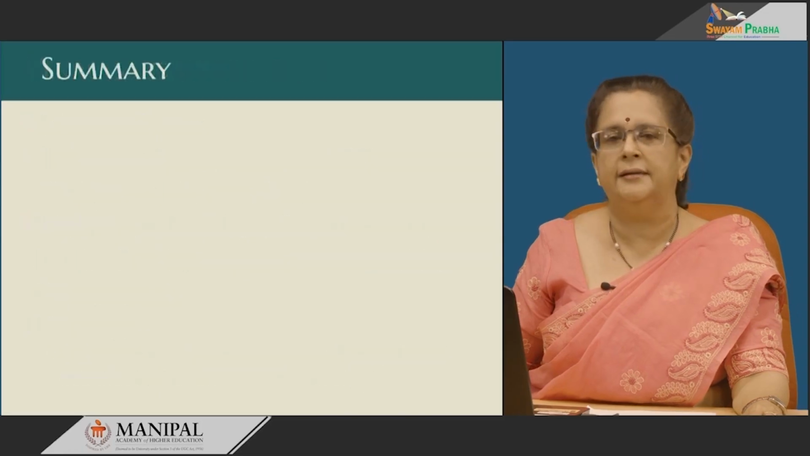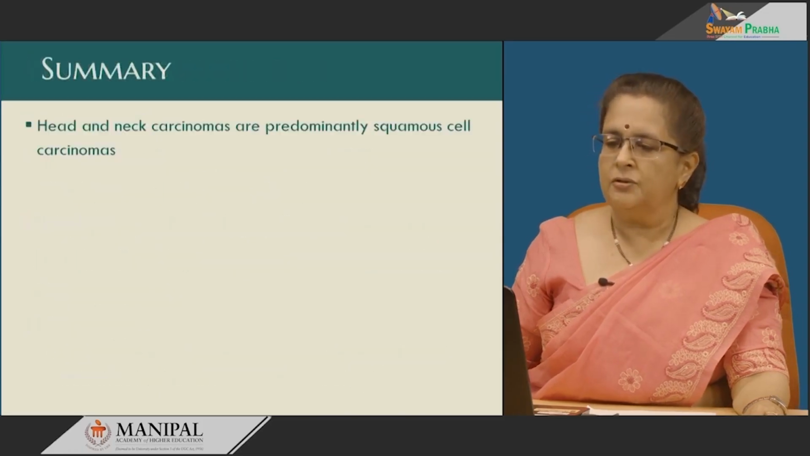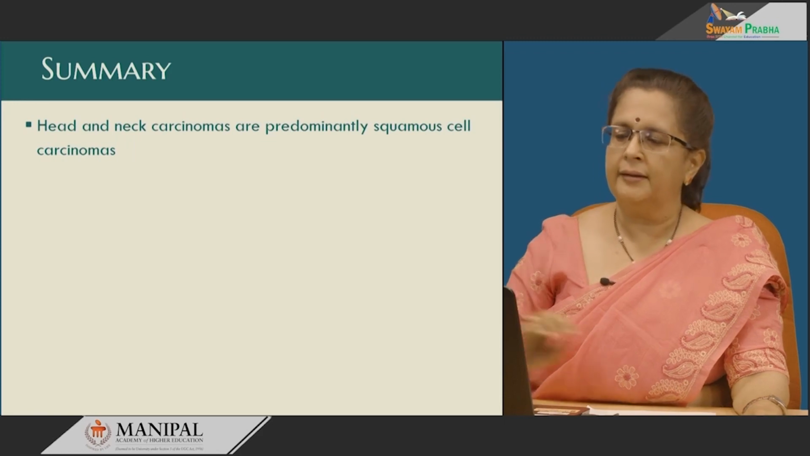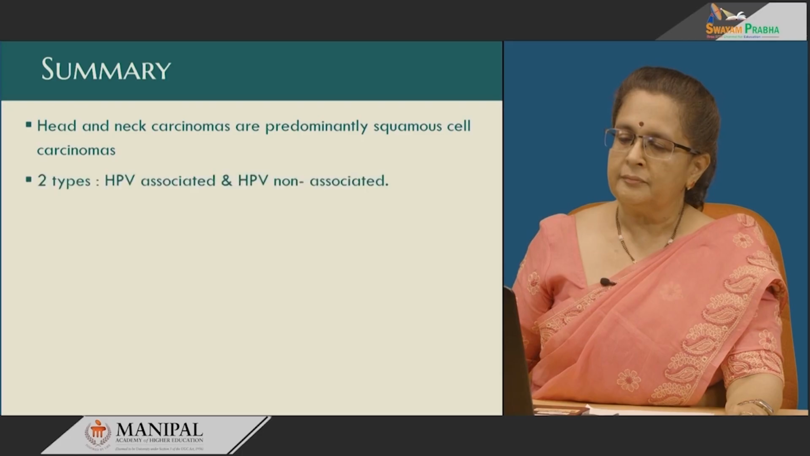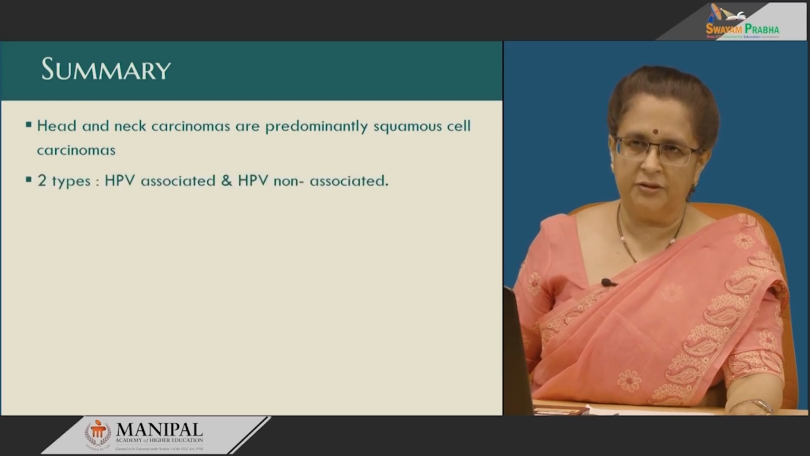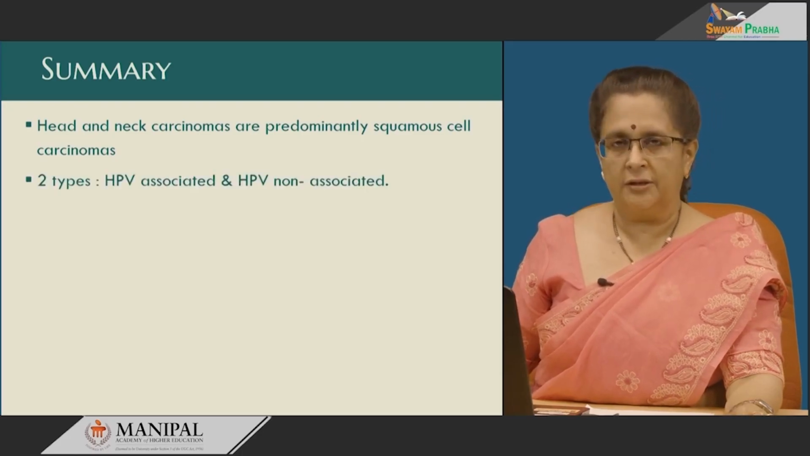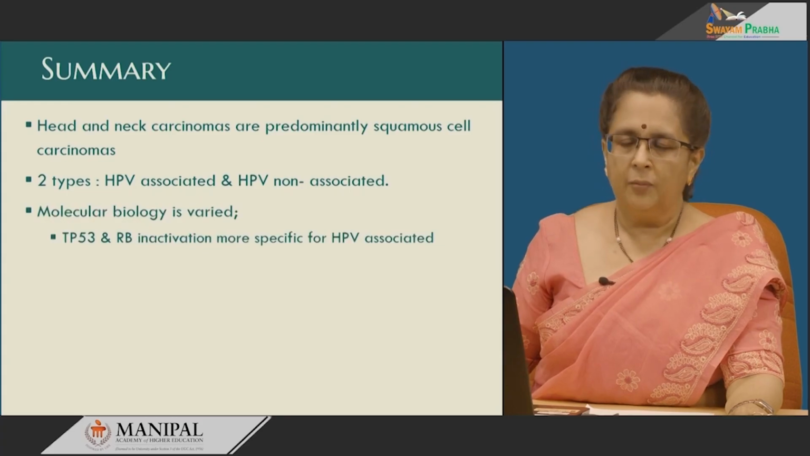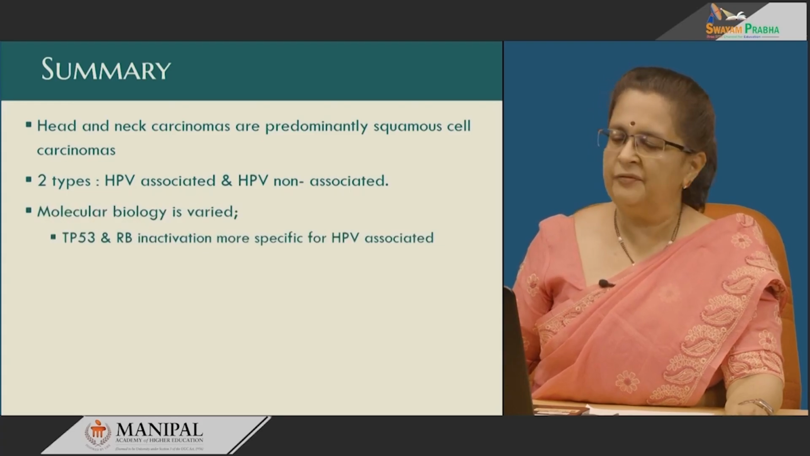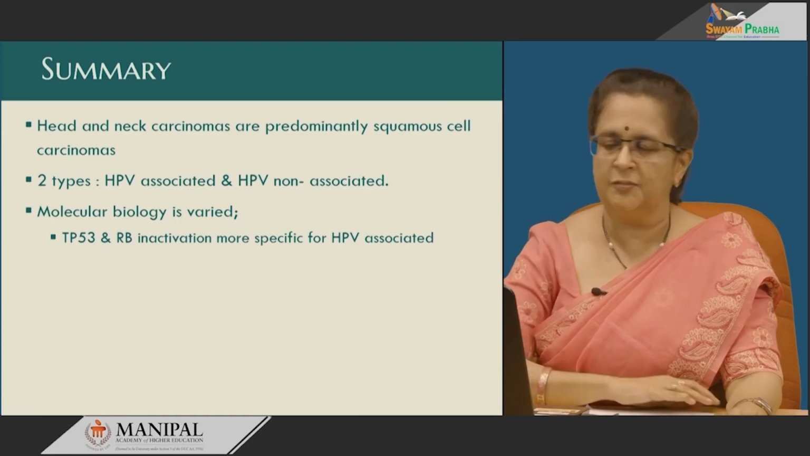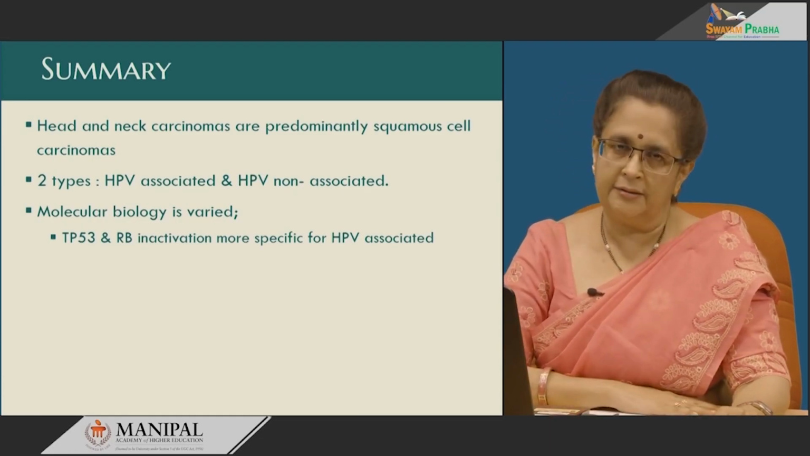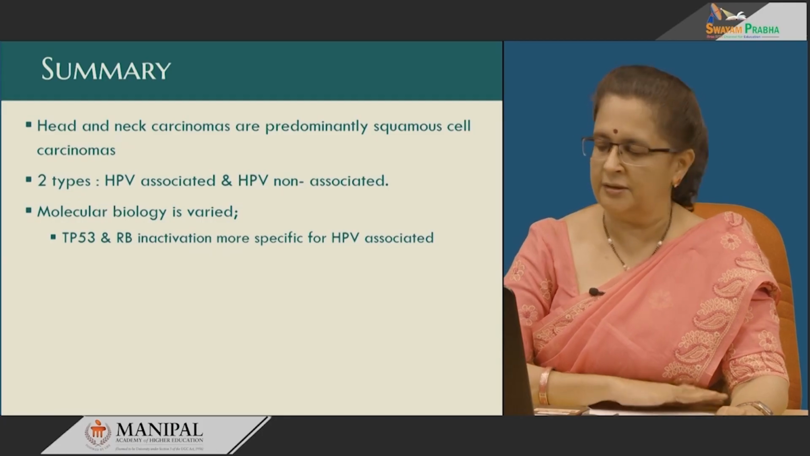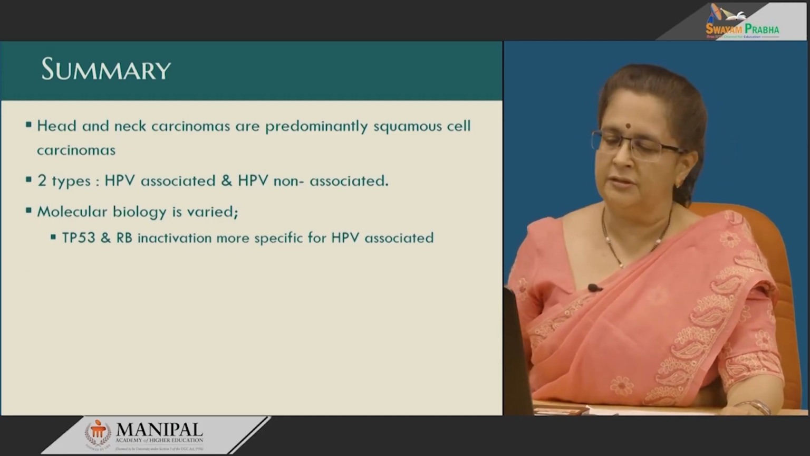So, let us summarize the entire class. So, what did we learn? We learnt that head and neck carcinomas are predominantly squamous cell carcinoma. There are two types, HPV associated and those which are not associated with HPV. Molecular biology is varied. TP53 and RB inactivation is more specific for HPV association, and your cyclin D kinase inhibitors are also seen, especially in the non-HPV associated.